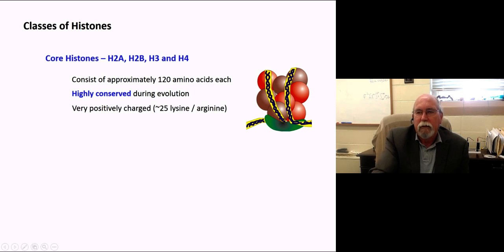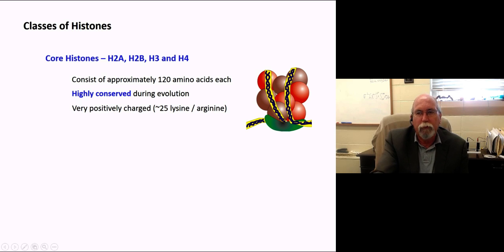Okay. Also, we should think about these proteins themselves being very positively charged because they have a lot of lysine and arginine residues. If you're having biochemistry, you know what those are. If not, we'll talk about them later. But basically, a lot of the 120 amino acids are either arginine or lysine, which means they carry an overall positive charge.